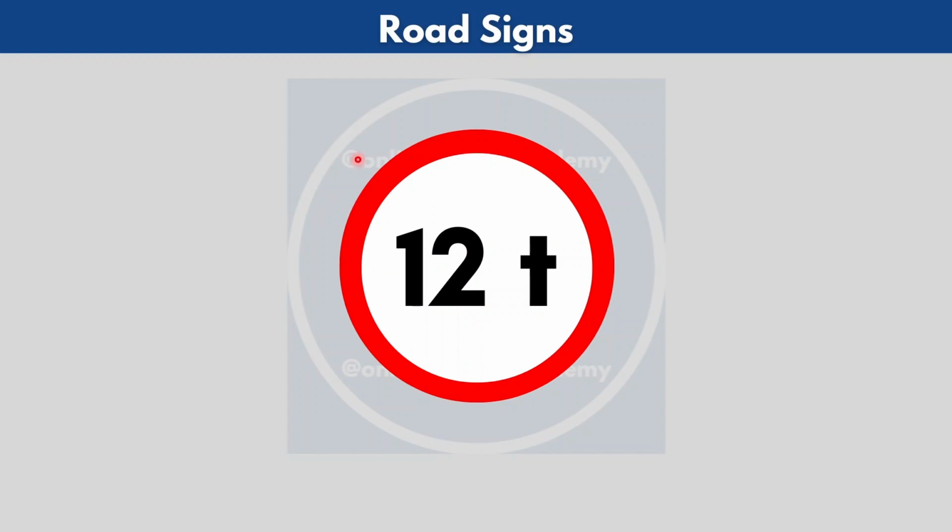Now, this sign is pretty straightforward, right? It is a circle sign with a red border and it has a white background. And within the sign, you can see it says 12T. Now, this is pretty straightforward. What does 12T mean? It stands for 12 tons. So as soon as you see the sign, you must know that no vehicle that exceeds the weight limit stated on the sign, so 12 tons, will be able to go past this point. So the point at which you find this road sign. So if you are driving a vehicle that weighs above 12 tons and you see this road sign, you are not allowed to go past it, right? You are prohibited to go past this line.